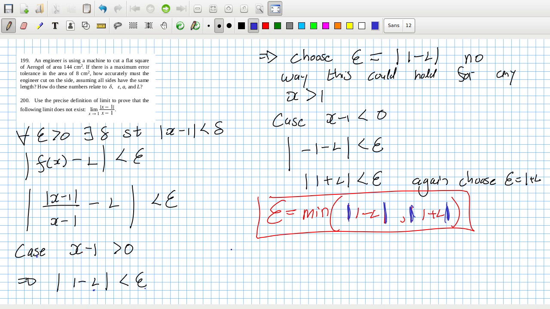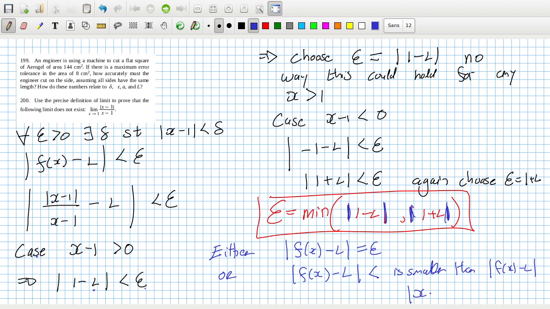Yeah. So either you'll get f of x minus L equals epsilon, which is not what we need, or f of x minus L will be less than something which is smaller than f of x minus L. So I think the only problem we could have is x equals 1, but we can't have x equal 1 because remember we're searching for x minus 1 to be between 0 and delta.